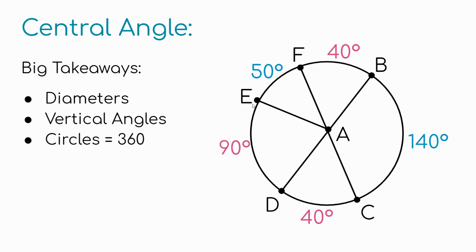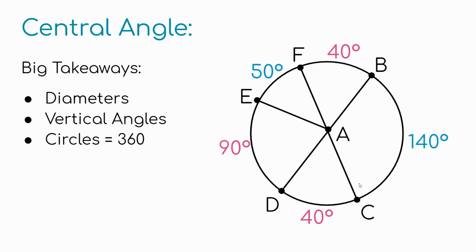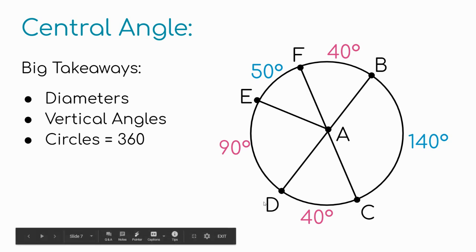So that leaves us with this arc ED. I would have used either that the whole circle adds up to 360, so 50 plus 40 plus 140 plus 40 is 270. 360 minus 270 is 90. Or you could have just used a diameter. So you could have used this FC as a diameter, added up 50 and 40, which we already had, which is 90. Subtract that from 180, you get 90.